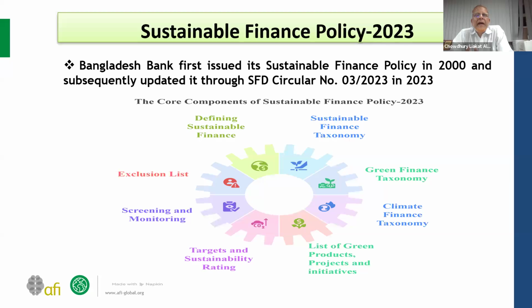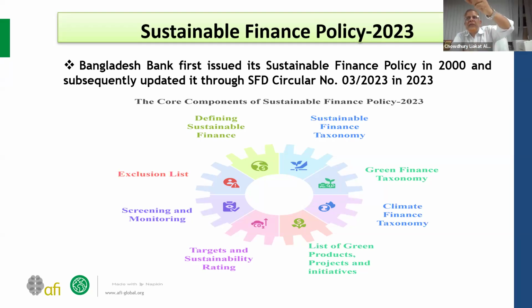Here I said we included the 3 taxonomies in our sustainable finance policy, and we define sustainable finance, green finance, and climate finance. Also, we give the green product list for avoiding greenwashing, and we include an exclusion list, making it easier for the bank and finance company people to take lending decisions.